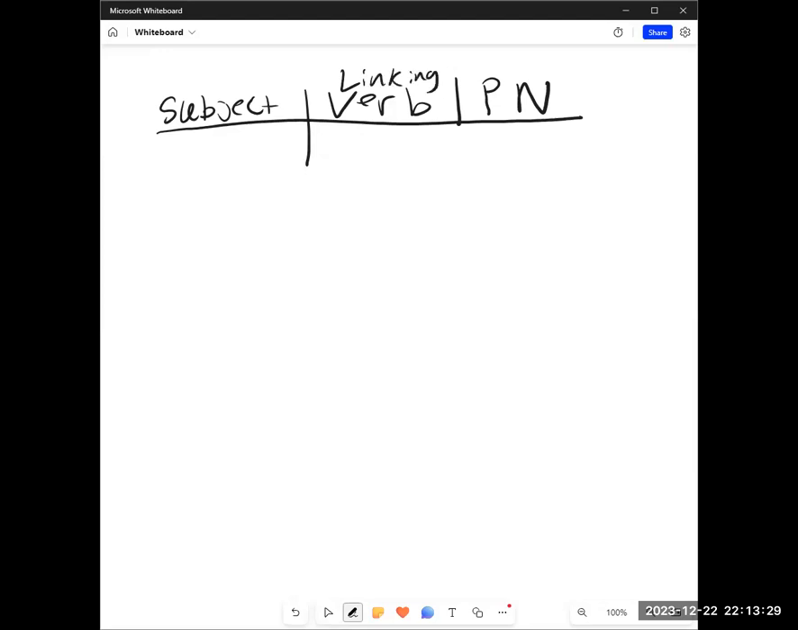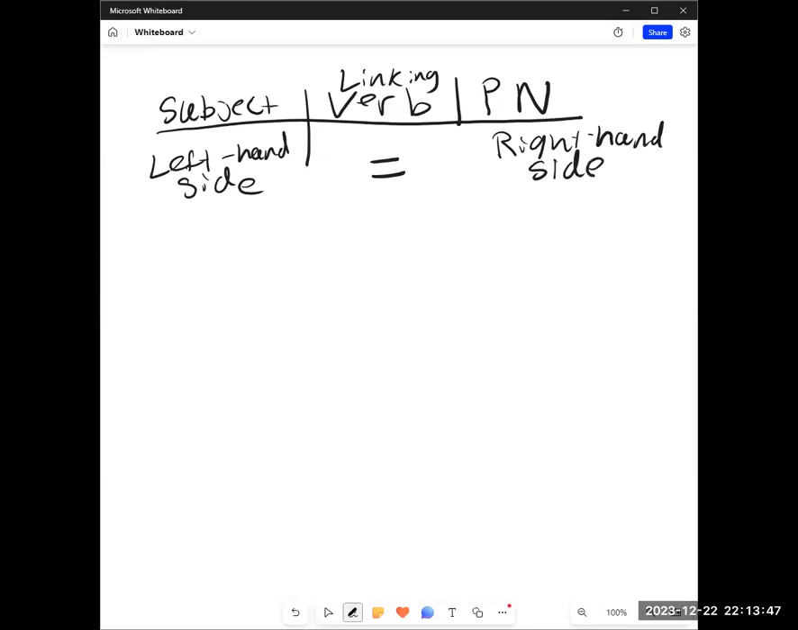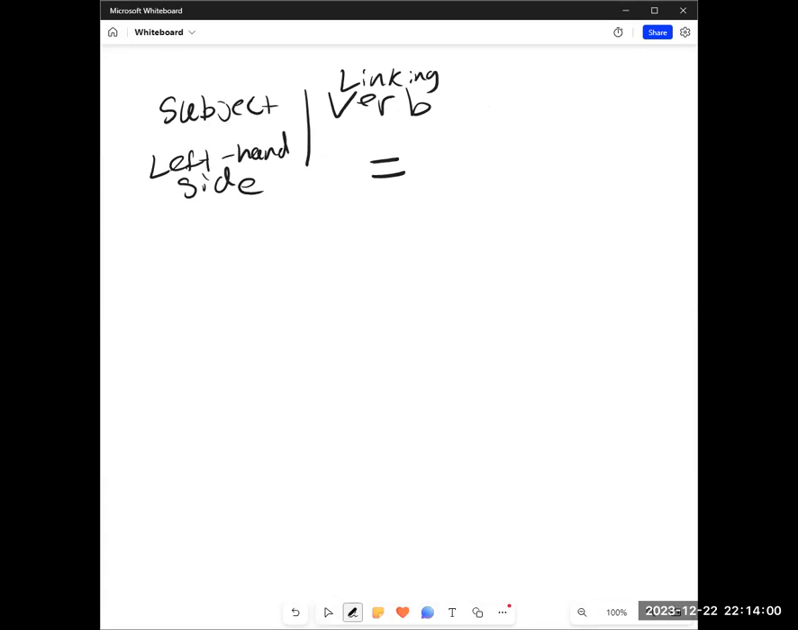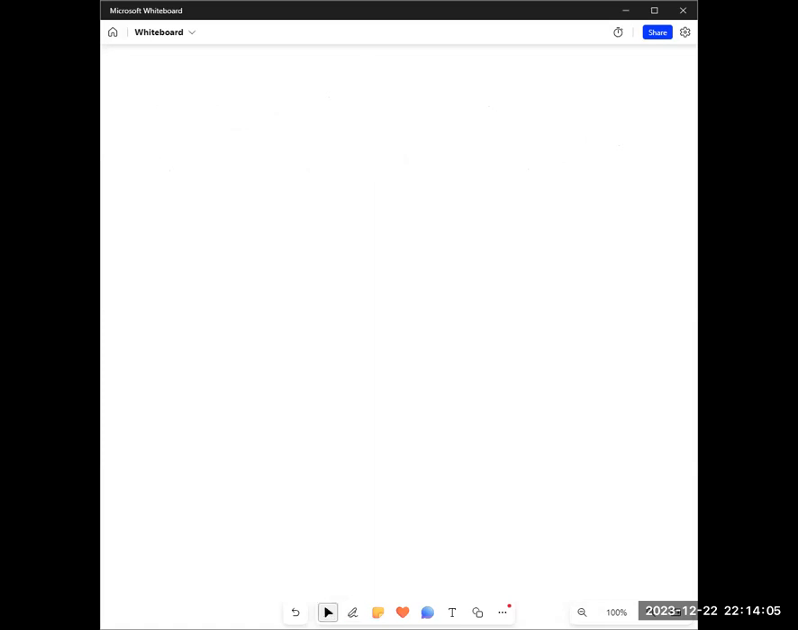And this is going to be the left-hand side of my equation. Then this is going to be the equal sign, and this is going to be the right-hand side of my equation. If that diagramming of that sentence doesn't look familiar to you, that's okay. I'll do a little bit of the English stuff in this video, even though this is a math video. It'll make a connection for people that have diagrammed sentences before.